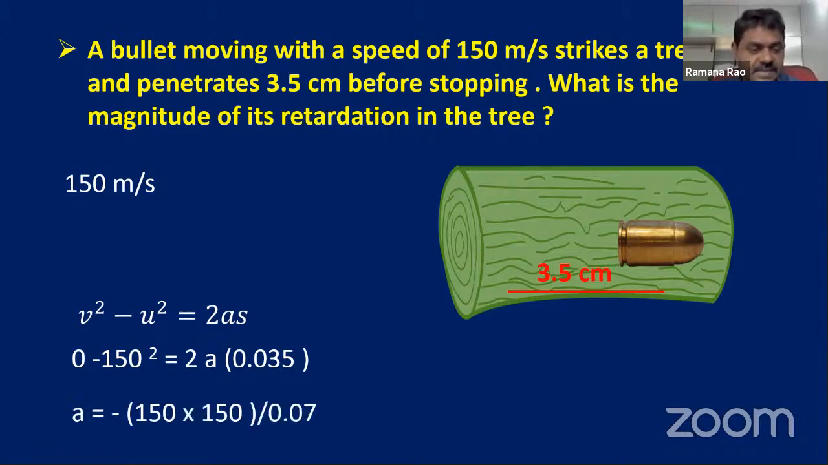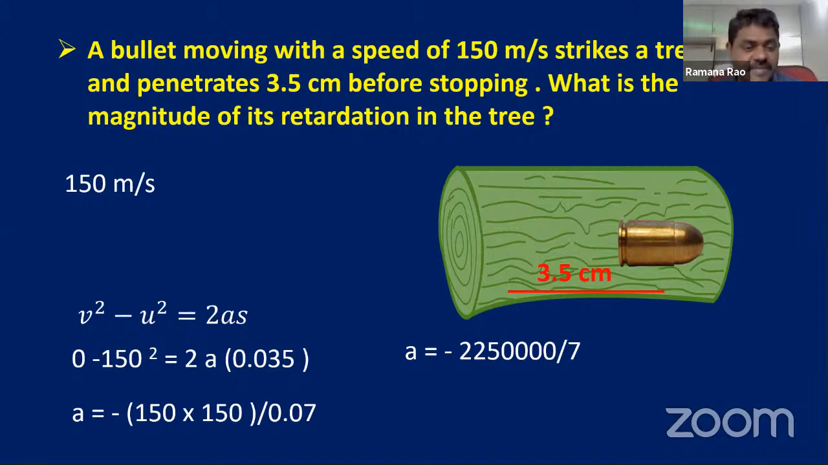So if you simplify this, acceleration is minus 150 into 150 by 0.07, and acceleration is minus 2250000 by 7. It's a huge value because the wooden log is going to offer a very high resistance to the bullet so that the fast moving bullet is going to stop.